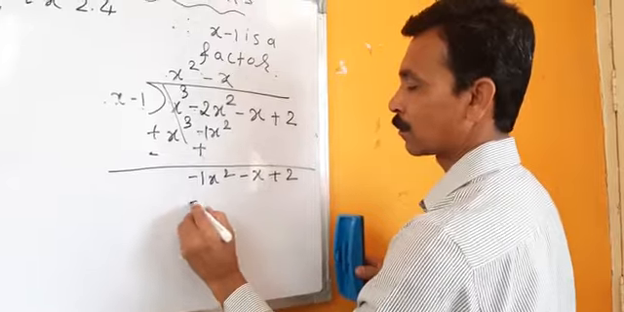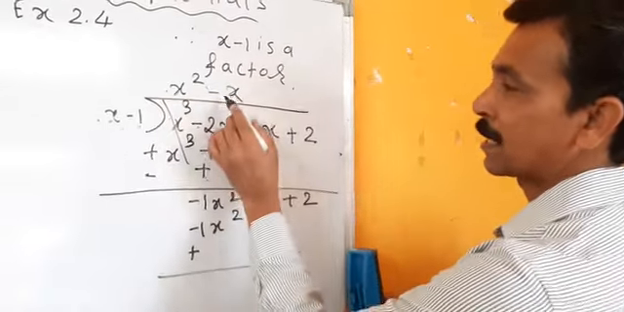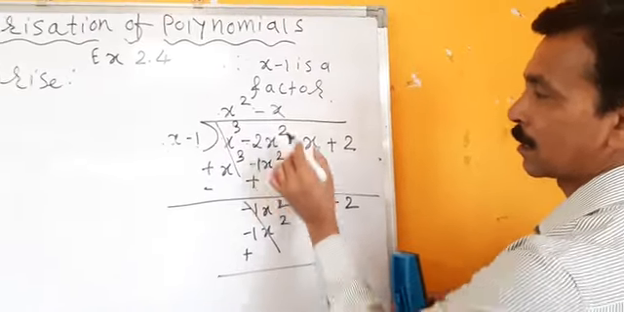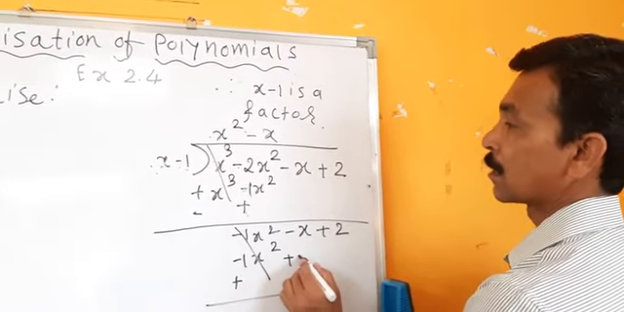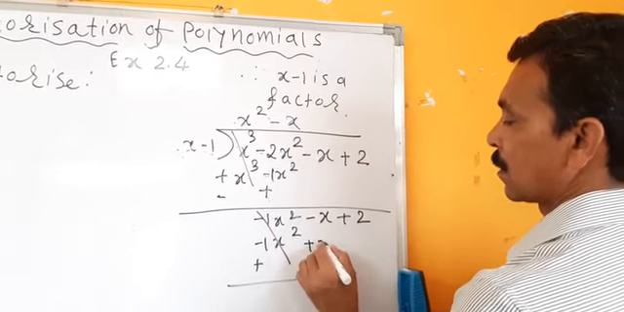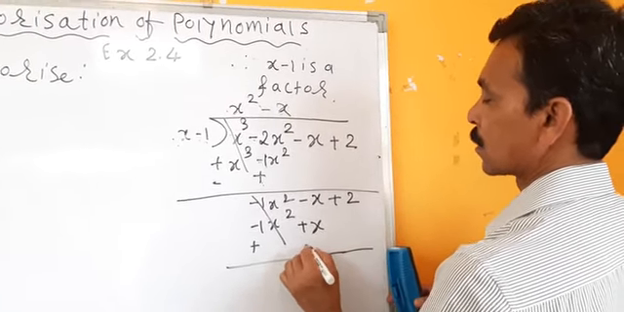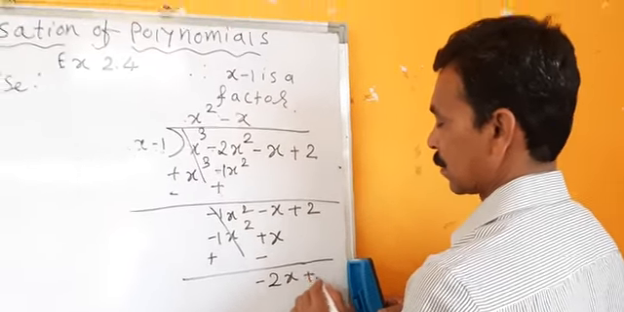Here what will come? Minus x square. It becomes plus. Why minus x square? Look here, minus x into x is minus x square. Cut. Minus x into minus 1 is plus x. Right? Plus x. Is it right? So it will become minus 2x plus 2.